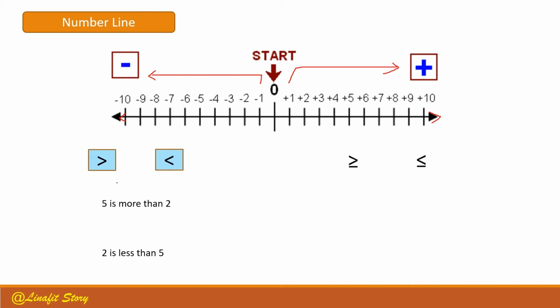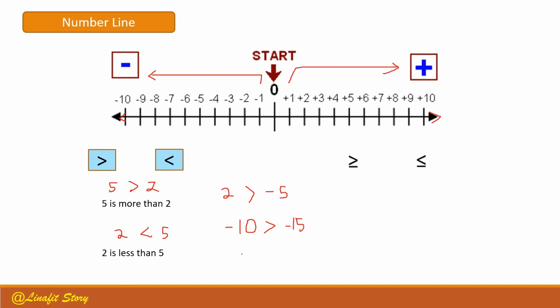5 is more than 2, while 2 is less than 5. How about 2 and negative 5? 2 is more than negative 5, or 2 is greater than negative 5. How about negative 10 and negative 15? Negative 10 is greater than negative 15. Why? Because negative 10 is closer to 0.